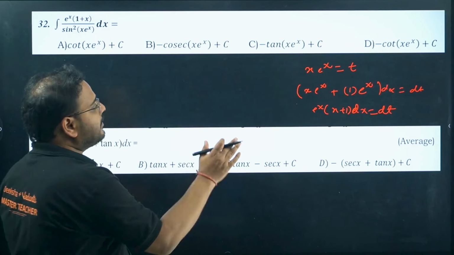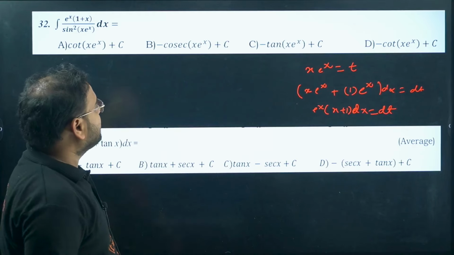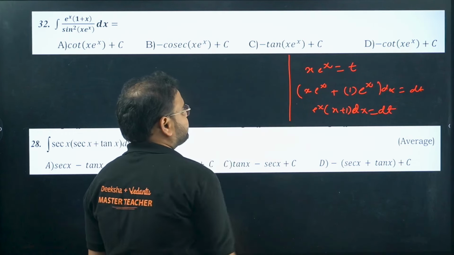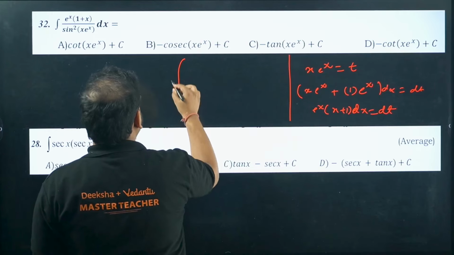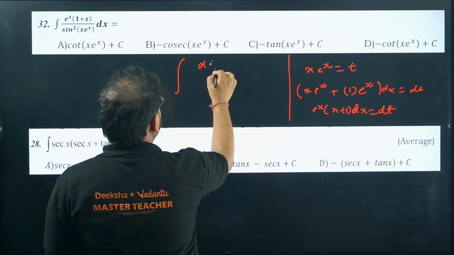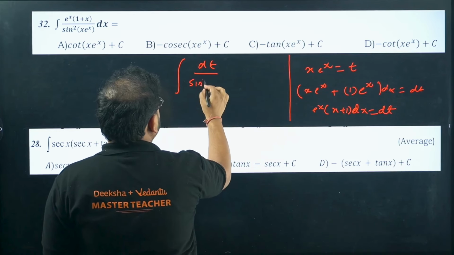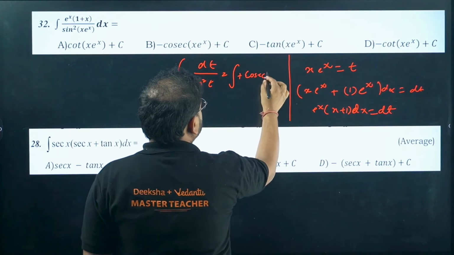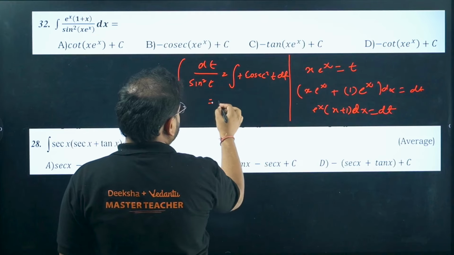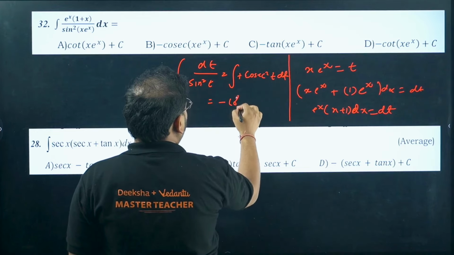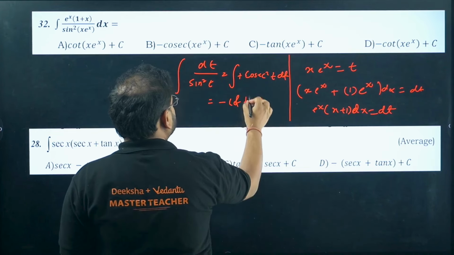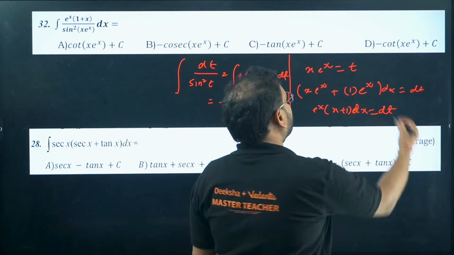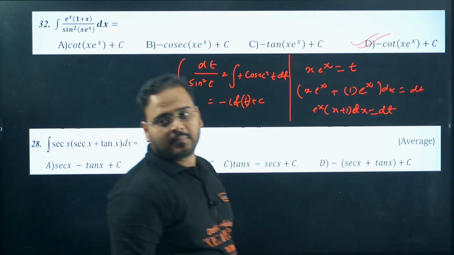I've differentiated like this, dx by dt, because I differentiated everything with respect to the variable t. Okay, no problem. Next, substitute back. We'll have integration of e power x, and this whole thing is dt, and we have sine square of t, which is integration of cosec square t dt. You know the answer: minus cot t plus c, so minus cot of e^x plus c. Answer is option D. Right?